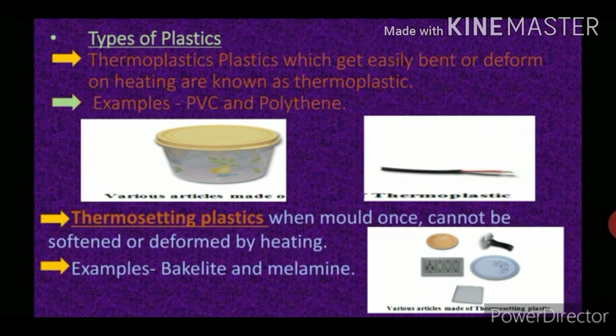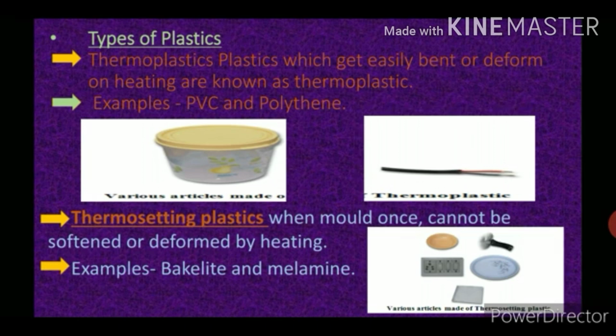On the other hand, thermosetting plastics. These plastics cannot be softened on heating. Once they are molded, they cannot be softened or deformed by heating. Examples of thermosetting plastics are bakelite and melamine.